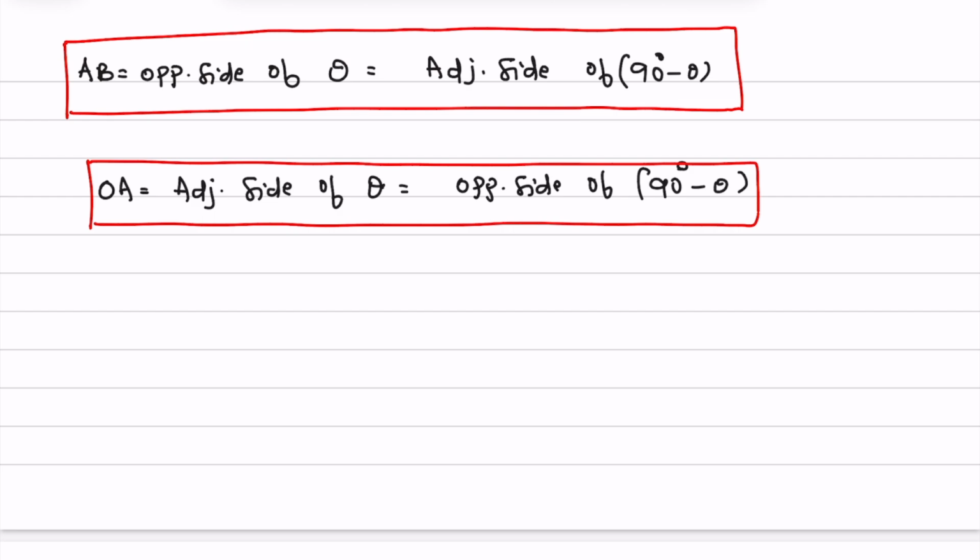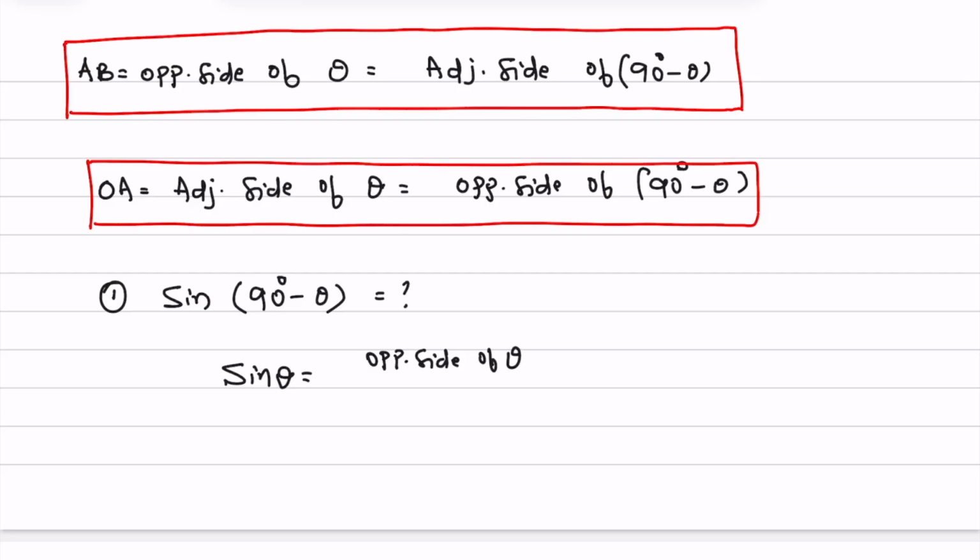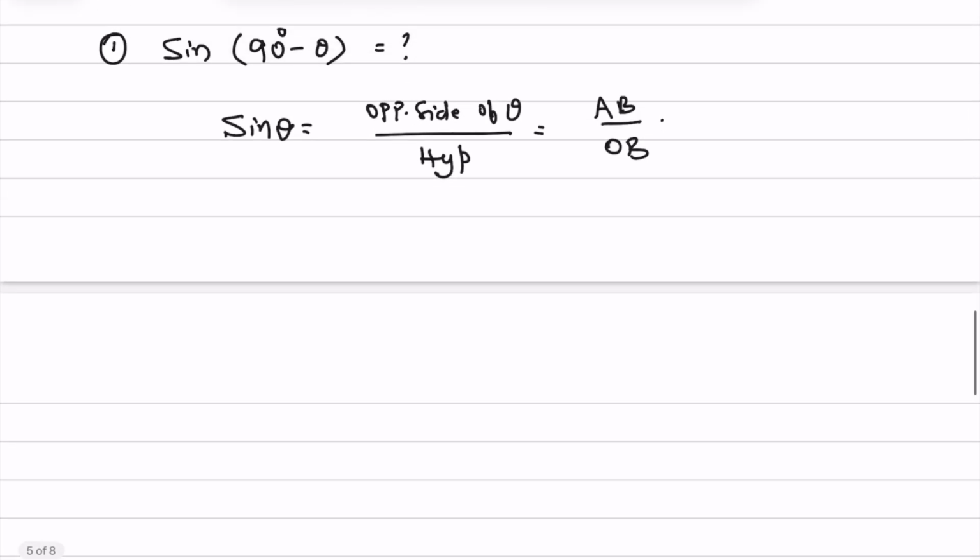Now, let us find out what sine 90 minus theta is equal to. Let us see what happens. Sine theta is equal to the opposite side of theta by the hypotenuse. What is the opposite side of theta? That is AB, and the hypotenuse is OB. What is sine 90 minus theta?